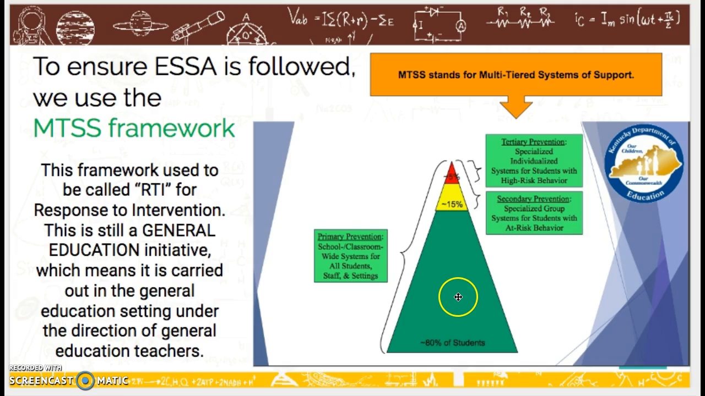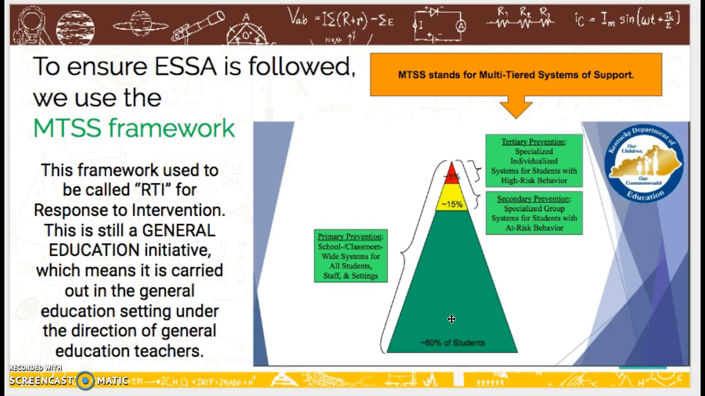So in Tier 1, we're looking at that primary tier, and that should be 80% of students in any grade level. And in that Tier 1, we're looking at the school-wide, class-wide systems of support that are in place. These happen in the general education setting by general education teachers.